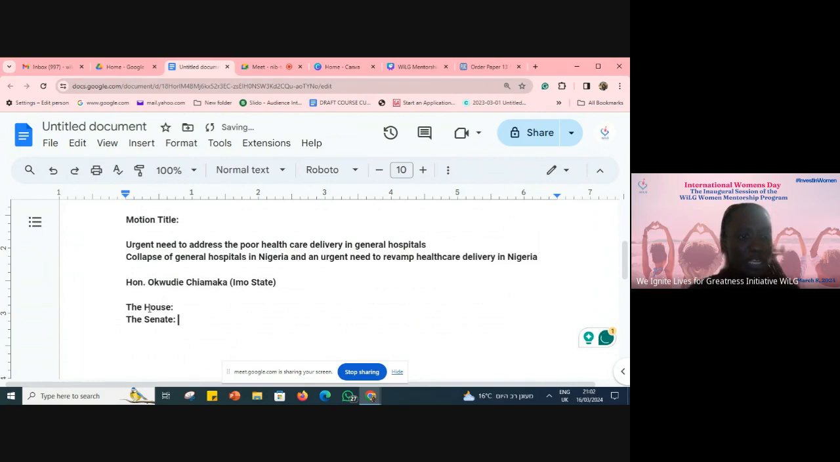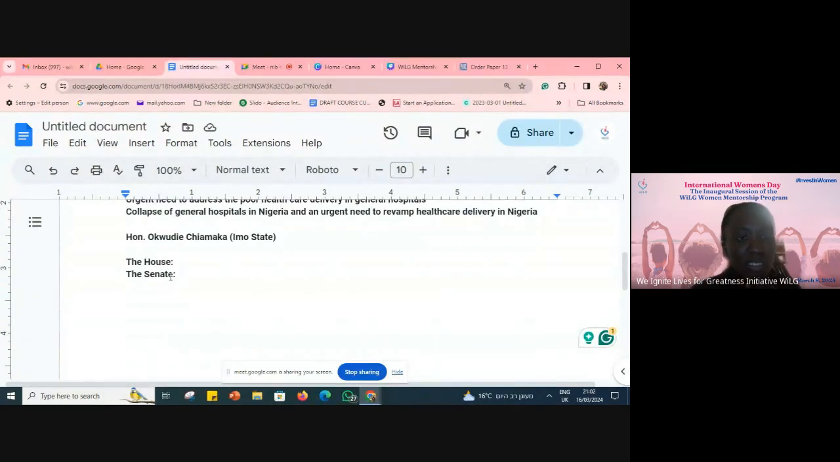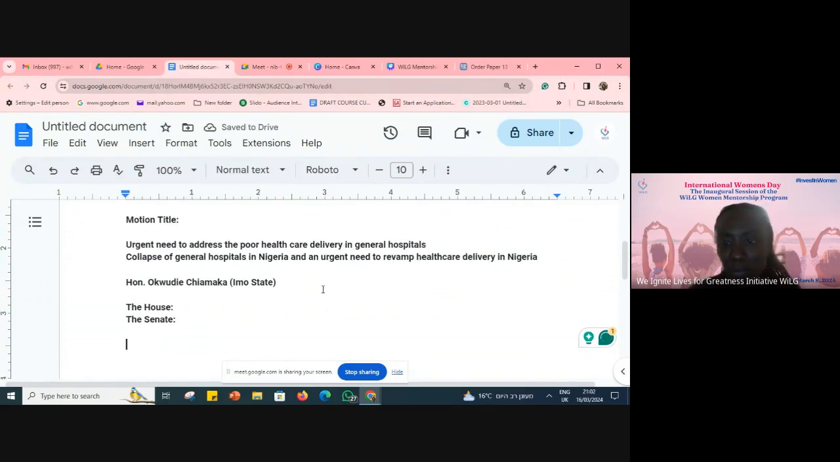So if you're writing for the House of Reps, remember you put the House. If you're writing for the Senate, you put the Senate. So after there, that's where you start your issue. So we're talking about poor health care. Notes. So they always put notes.